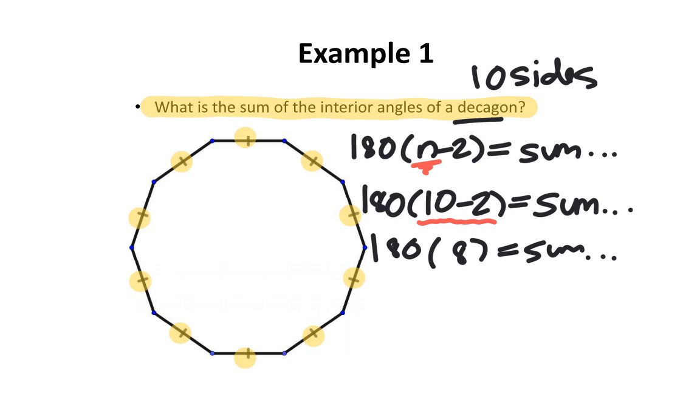It is at this point you are allowed to multiply. So 180 multiplied by 8 is 1,440. Therefore, the sum of the interior angles within this decagon is 1,440 degrees.